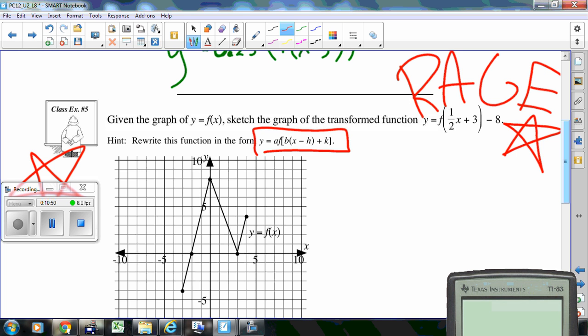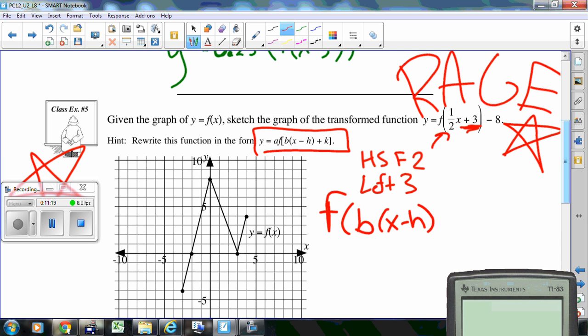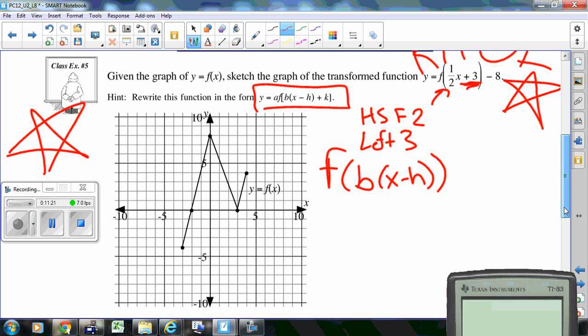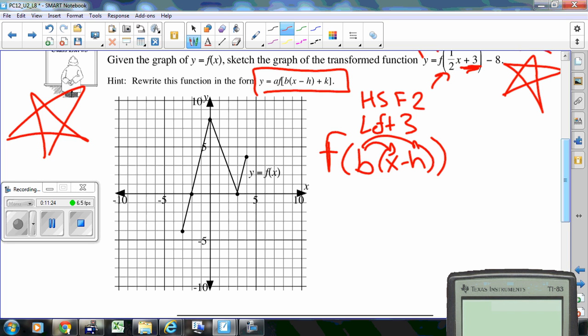It looks really straightforward. You're like, yeah, horizontal stretch factor 2, perfect. And then this is +3, so that means left 3. Unfortunately, if you try that, you would get it wrong. Why wrong? This thing's missing its brackets. What they've done is they have gone from what you should see and they have distributed this in on you. So what you really have is bx minus bh.